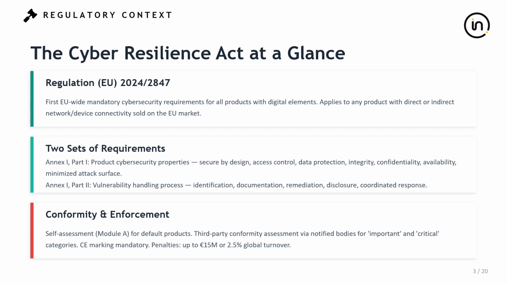Now your classification matters enormously, right? Because most Linux-based products would probably fall under default category and can self-assess using module A. But if your product is an important product, say it is a firewall, an IDS, a router, an OS, it likely falls under the important category, which requires your third-party conformity assessment. And it will have to go through a notified body. And the penalties are obviously significant.